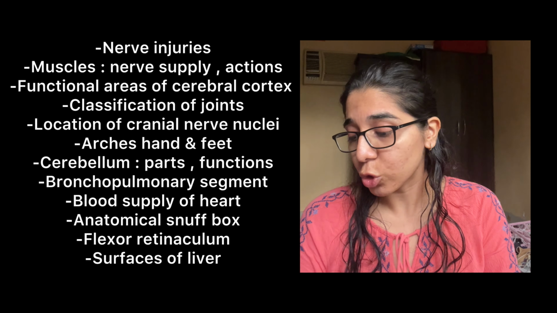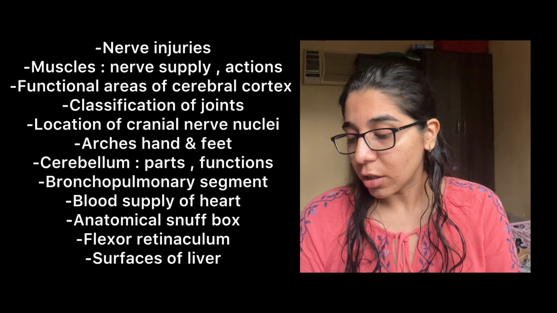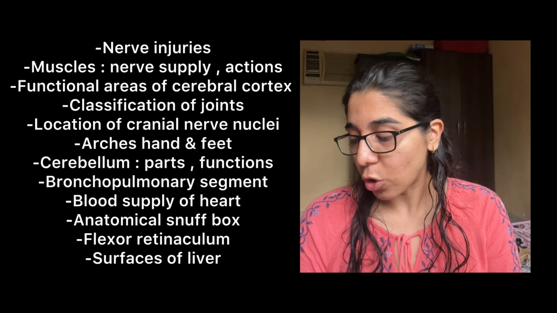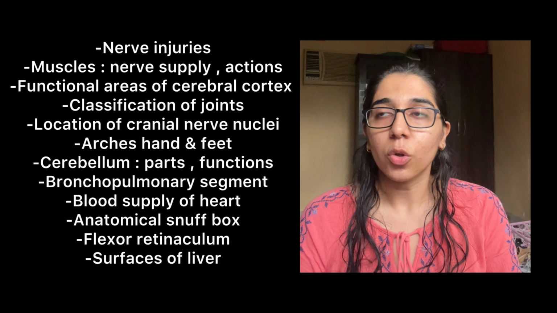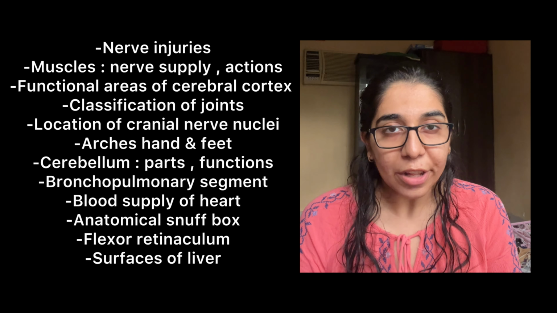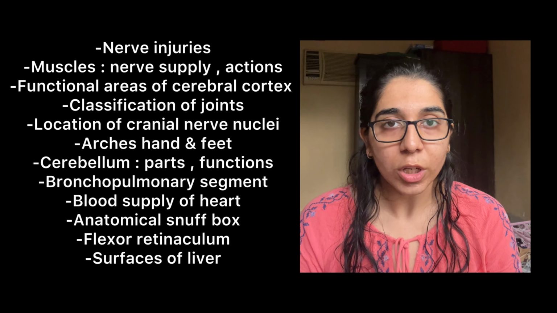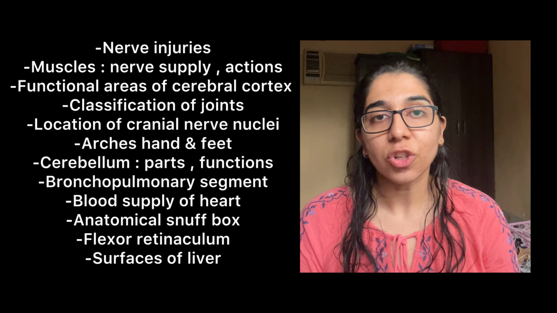Next is most common site for ulnar nerve injury. So again, nerve injuries. The site of injury is important, and when you are doing radial nerve injury, ulnar nerve injury, all the peripheral nerve injuries, the site of lesion becomes important because the clinical presentation will change accordingly.